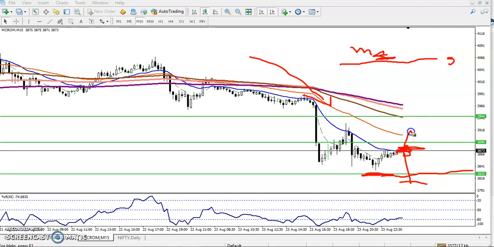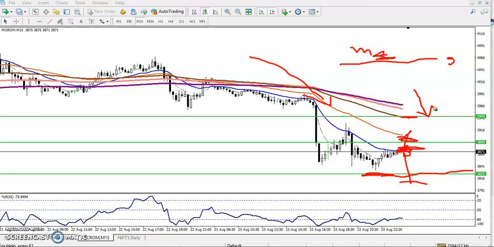And if they break this level, which in the 4 hour is forming a hammer, what have we seen here? Once they break, I can definitely go for buy in this area. But remember, this is counter trading. Again, I'm looking for a sell right below this resistance line.